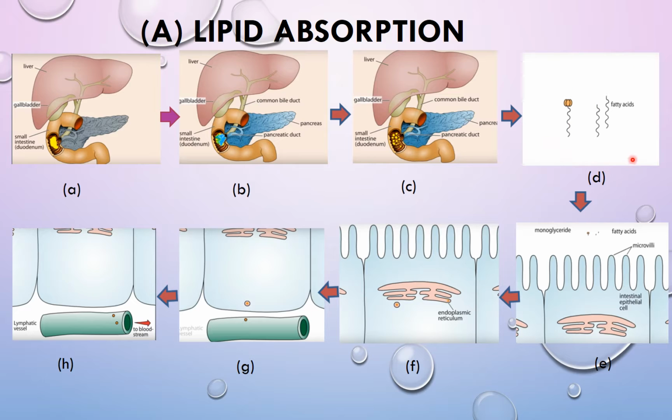This fat-soluble molecule will then diffuse into the intestinal epithelial cell and reform into triglyceride. The triglyceride will then pack with the cholesterol and be coated with protein to form chylomicrons and be transported into different parts of the body.